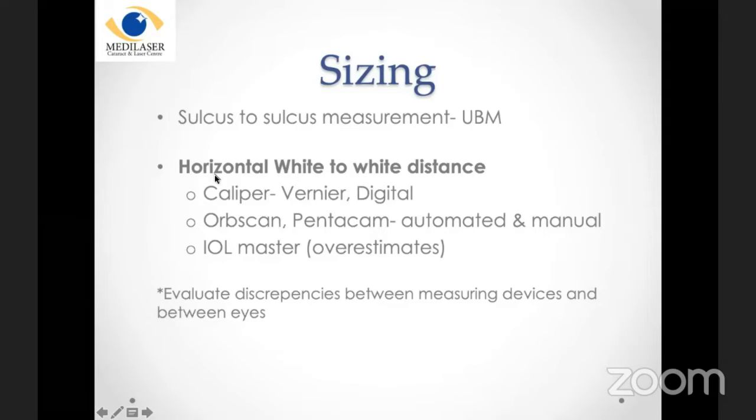All phakic intraocular lenses are placed horizontally, and a white to white distance can be measured by one of three: either a caliper, which could be a vernier caliper that can be used and then plotted on a piece of paper and measured with a ruler, or better, a digital caliper, or the topographers that we are using, either the Pentacam or OpScan, can give us white to white measurements. They can be again manually reconfirmed, or optical biometers can also give us horizontal white to white measurements, but they usually tend to overestimate them by at least 0.5 millimeters.